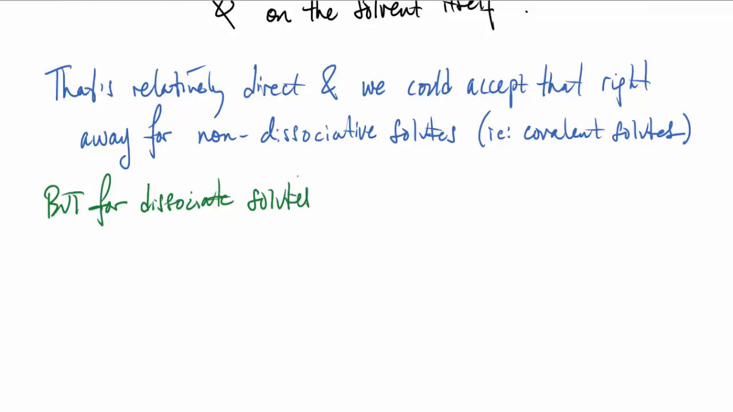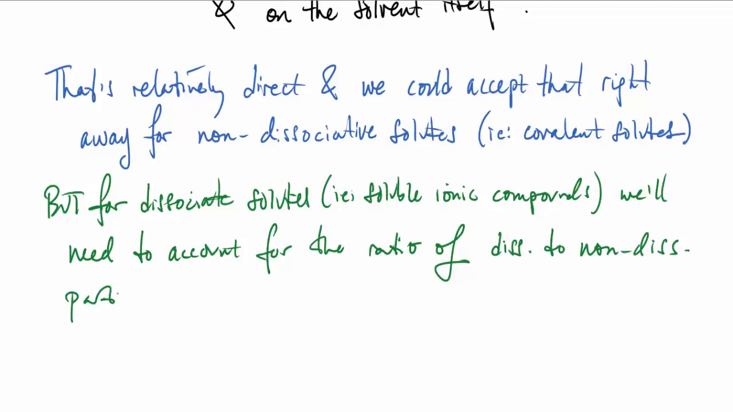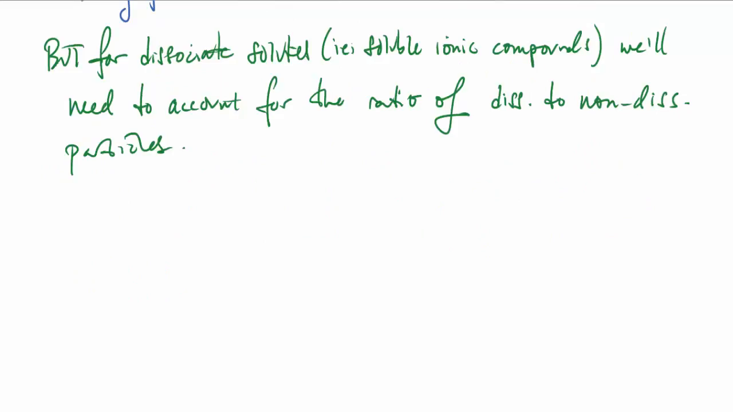But for dissociative solutes, for example, soluble ionic compounds, we'll have to account for the fact that the formula unit of an ionic compound may be able to dissociate and break into ions and consequently have more particles dissolved in solution than were put into the solution as solids.